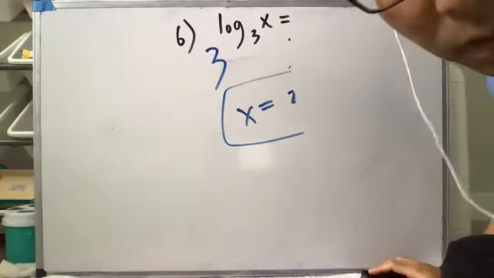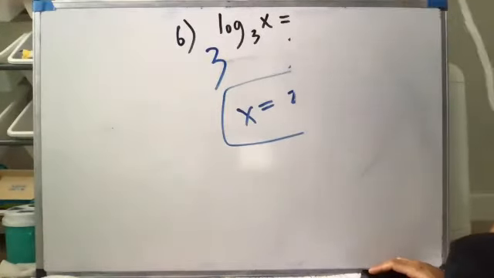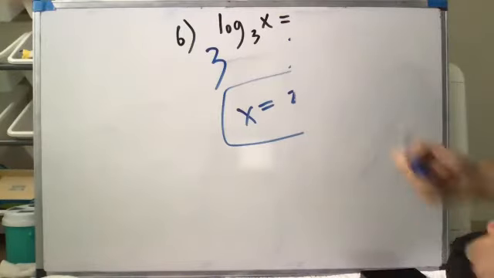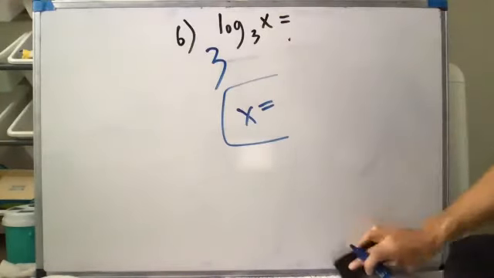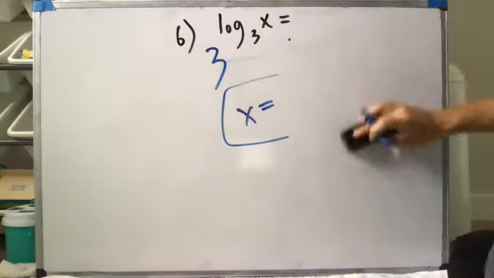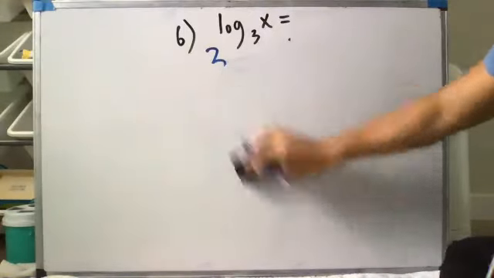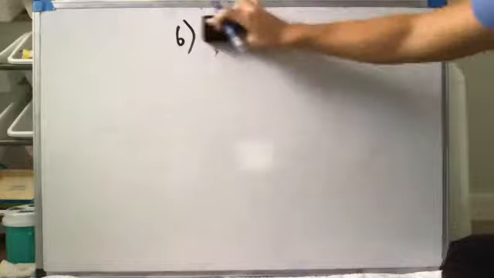Oh, wait. It said to give an answer and an approximate answer. Oh, I did that though. Yeah, because 81 is the exact answer. And there's no need to approximate actually because that's a whole number. Maybe the next one will have to approximate.